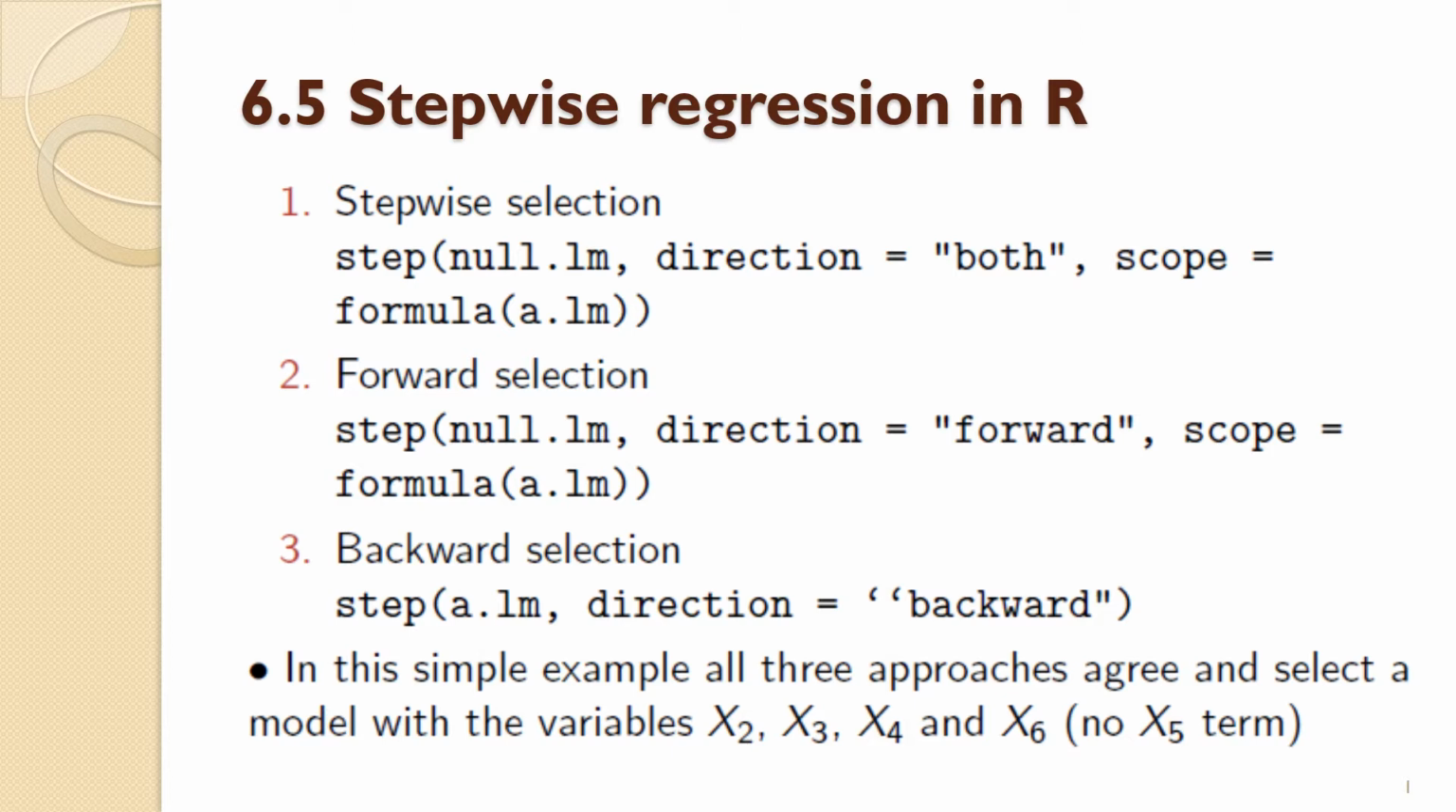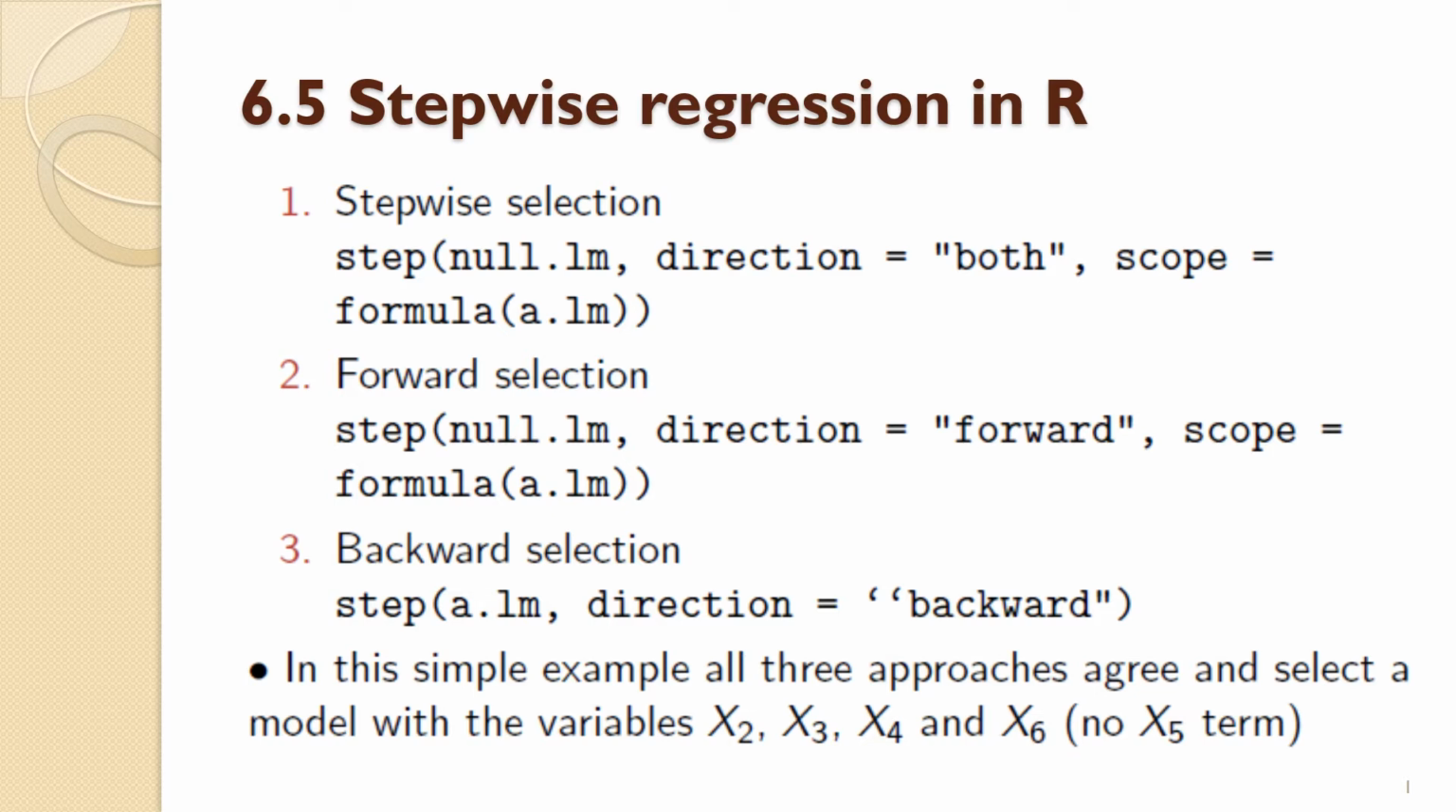For forward selection, direction equals forward, and then the scope is the formula of the full linear model that you fit. So for both stepwise selection and forward selection, it's just the formula of a.lm. Again, these names and the layout follow from the R commands in the previous slide. For backward selection, this is now different. The step command is instead applied to whatever you've called the full regression model, and you specify the direction to be backward.